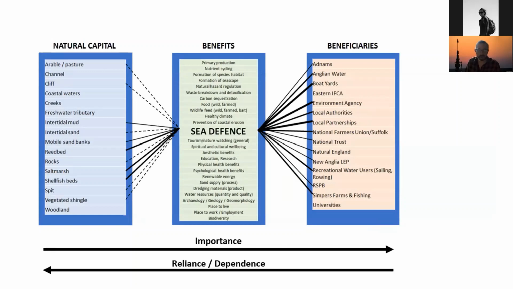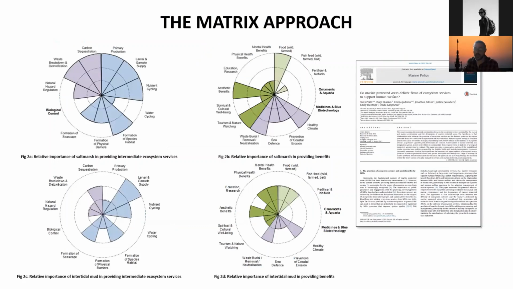And so moving from left to right, we can get an understanding of the importance of natural capital via the provision of benefits to different beneficiaries in society. And going back the other way, from right to left, we can understand how different beneficiaries are reliant on specific benefits, and how those benefits then connect back to the natural capital. So we can understand the system going from left to right and right to left: the importance of natural capital to society, and the reliance of different stakeholders on specific parts of that natural capital. So how did we do that?